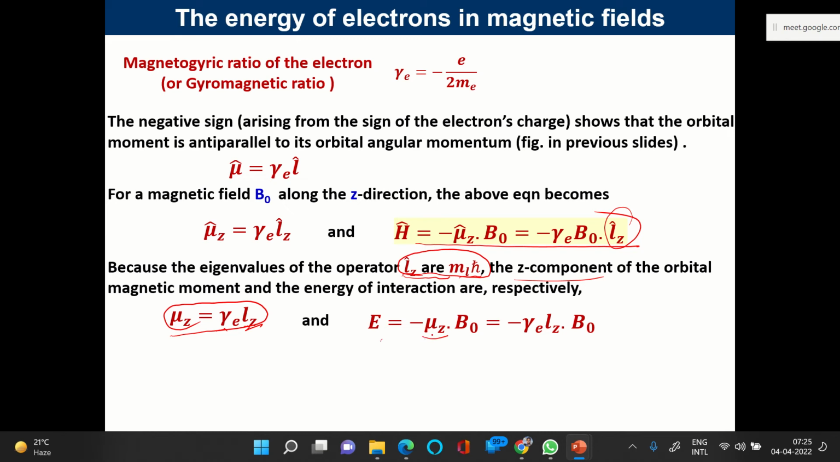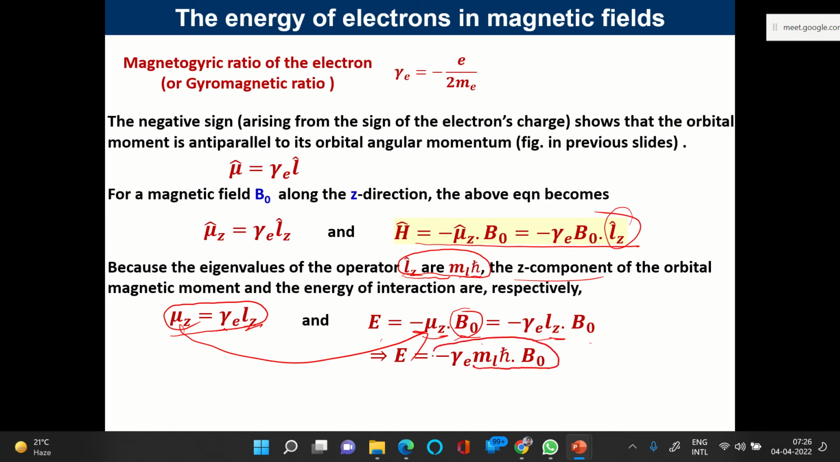Energy is then mu z, this mu z multiplied with B naught, the applied magnetic field. So the energy consideration comes in when you have an external magnetic field. Unless you have an external magnetic field, the different m_l values, the magnetic quantum numbers, do not have different energy. They are all degenerate sets. Only in the presence of a magnetic field will the energy separation be different depending on their components. So m_l h cross, this is how it depends.